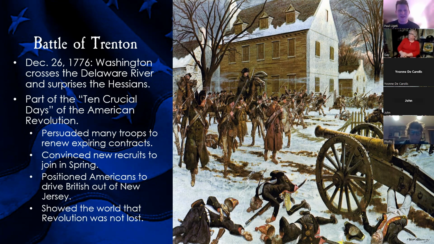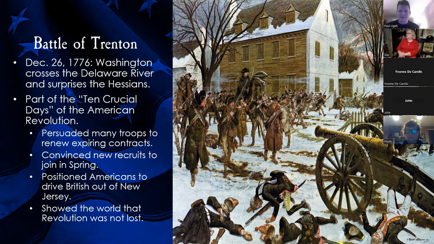However, the 10 Crucial Days snatched victory from the jaws of imminent defeat three times in a row, which convinced many of the soldiers to renew their contracts, persuaded a lot of new recruits to enlist in the spring, and positioned the Americans to drive the British out of New Jersey eventually, and also showed the world, including eventual French supporters, that the revolution was not a lost cause.